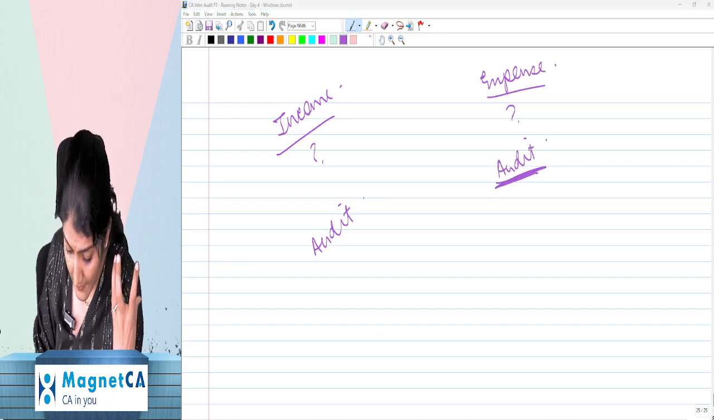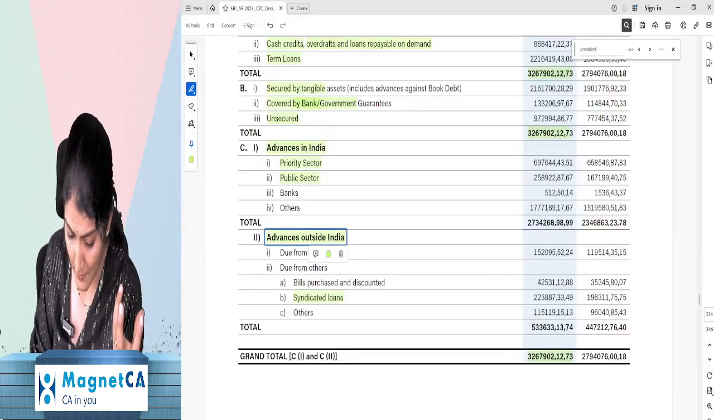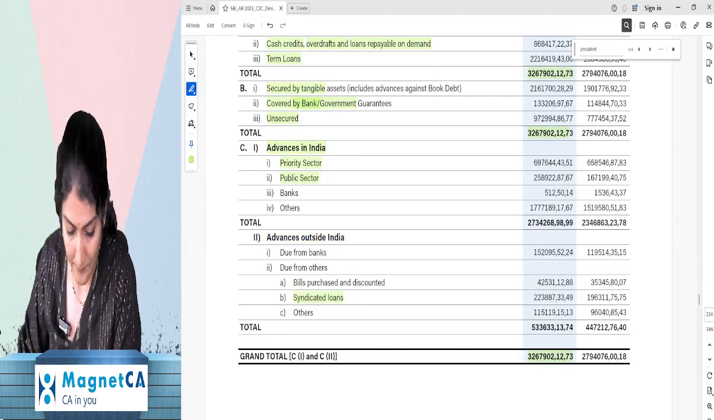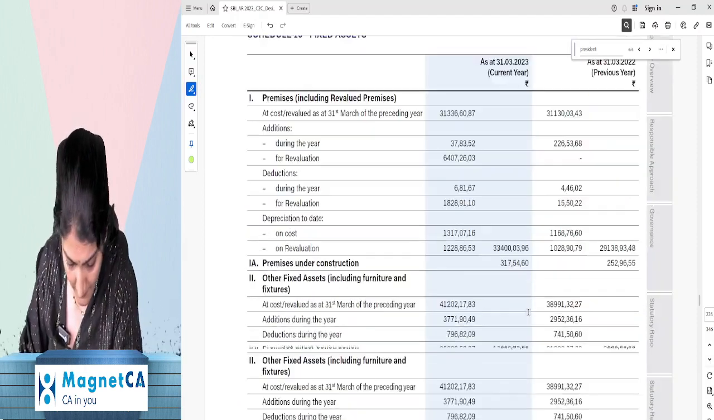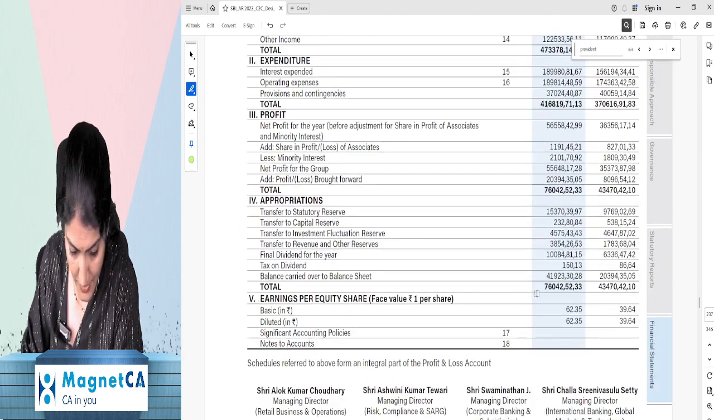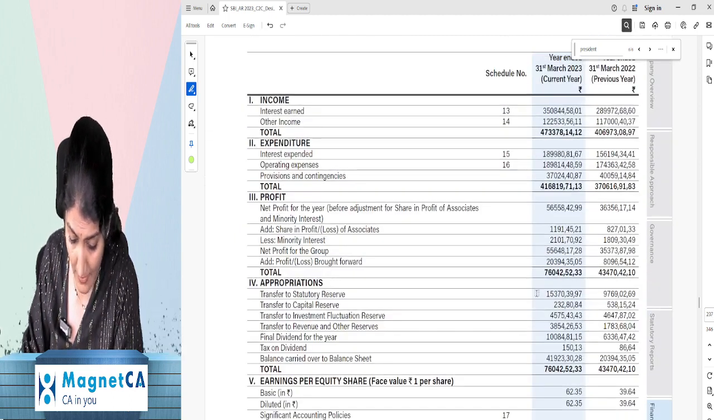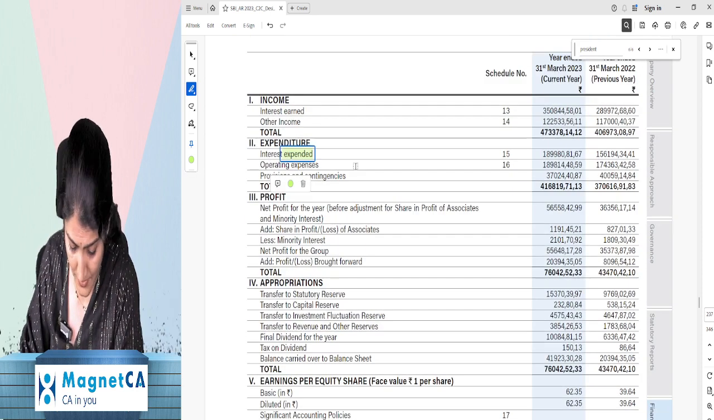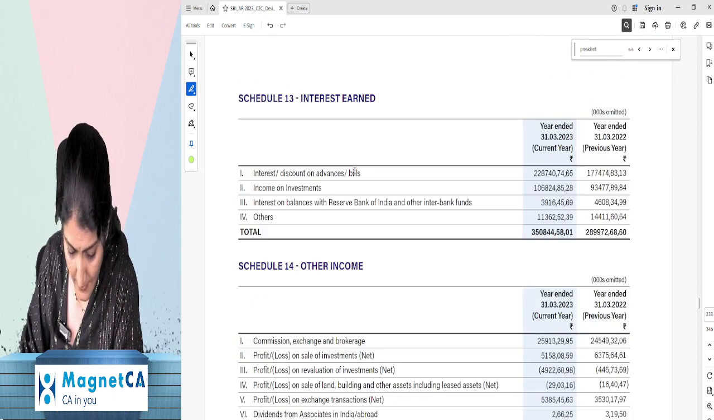Right, so what is included in the income of the bank? If I come over here to the State Bank of India, these are their fixed deposits, other assets, contingent liability. Then they have their income: interest income, other income, then interest expended, operating expenses, and the provisions and contingency. So, interest earned and the other income.